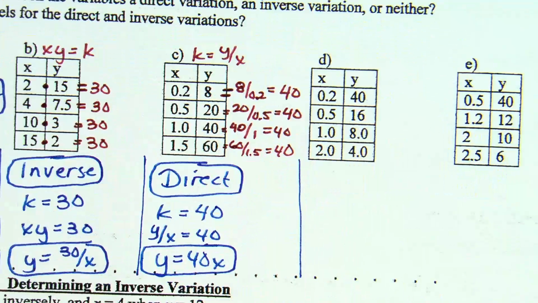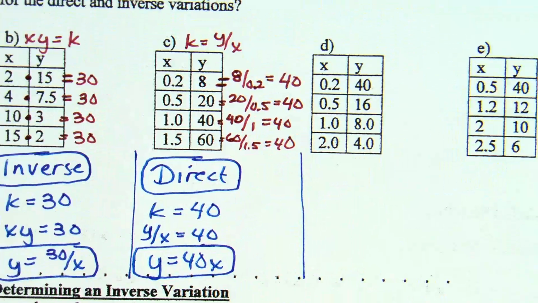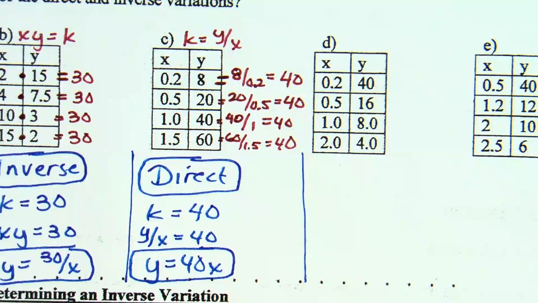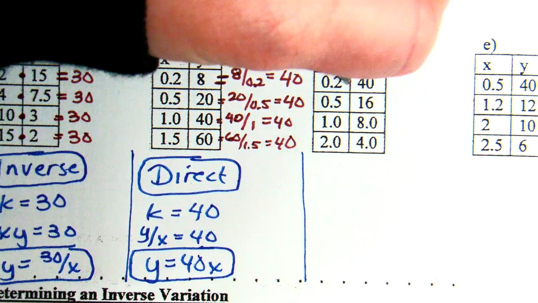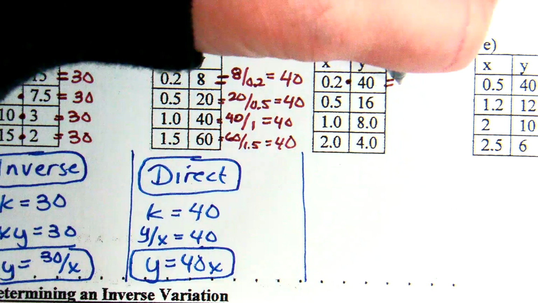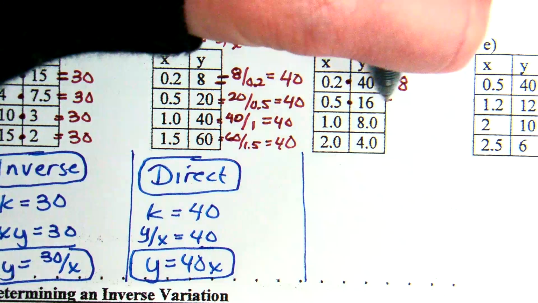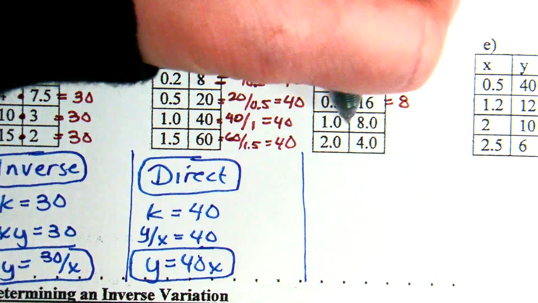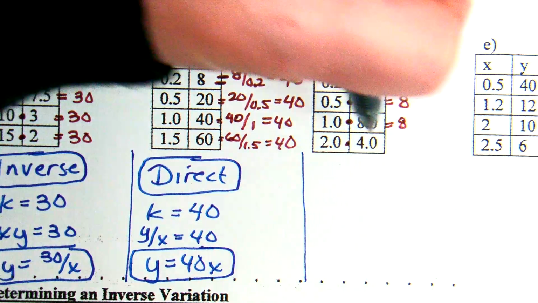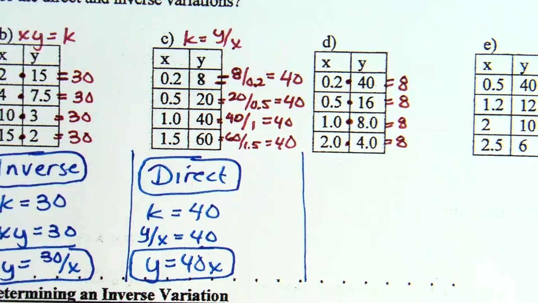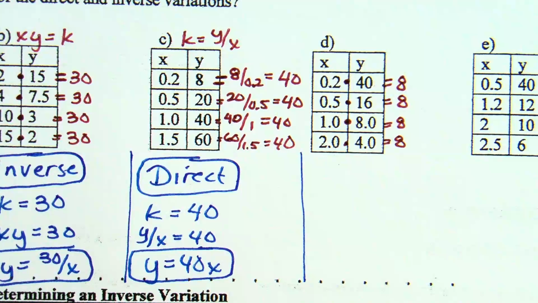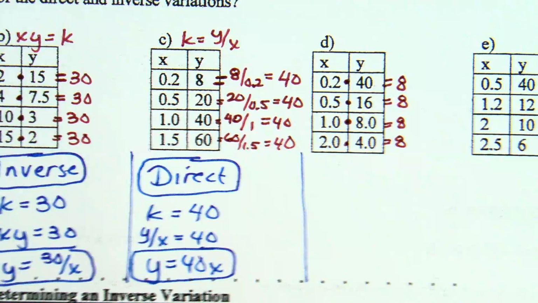I'm going to zoom in a little bit here. Have you figured anything out for D? What? Okay, multiply. 2/10 times 40 is 8. 5/10 times 16, in other words, half of 16. 1 times 8. And 2 times 4. 8. They all multiplied to be the same. So which category does this fit into?